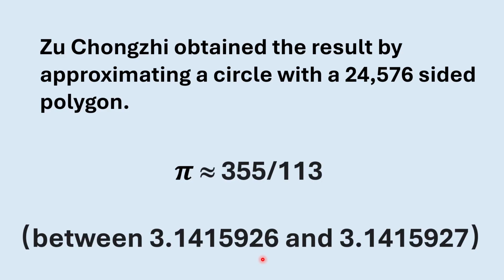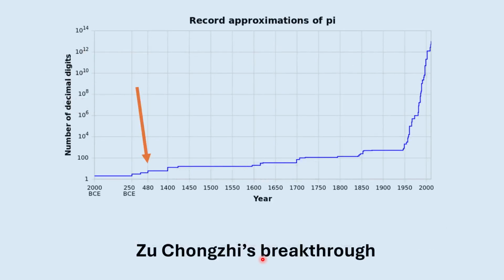In this diagram, it shows the number of decimal digits of the pi value in history against the year. You can see that at the year 480, there is a jump of about 3 or 4 decimal places. So this was the breakthrough from Zhu Chongzhi. And actually, his record was kept for more than 900 years until the year 1400.